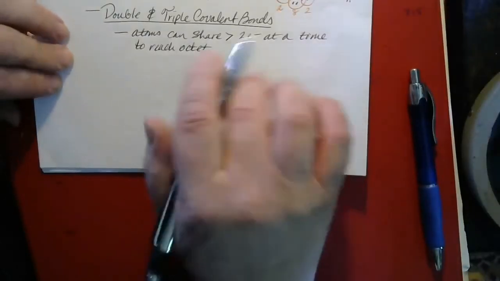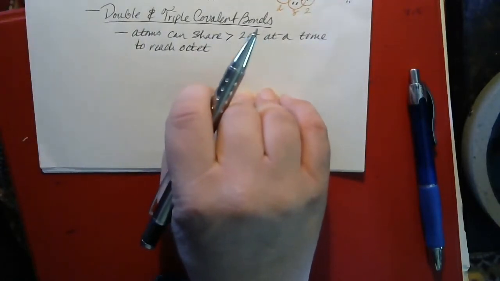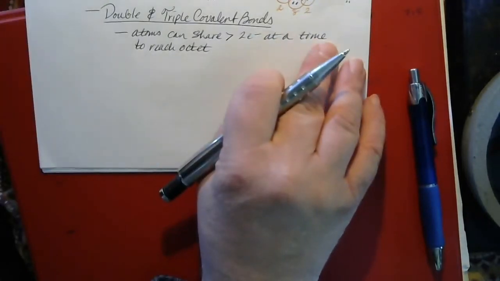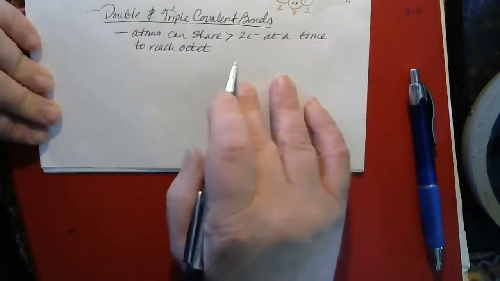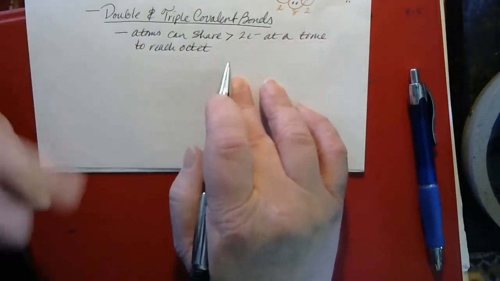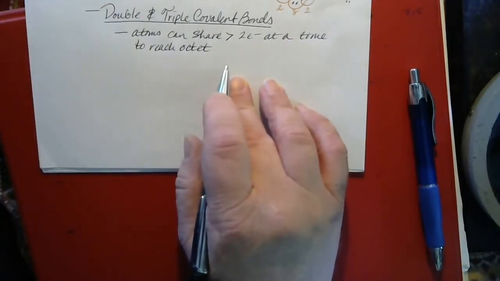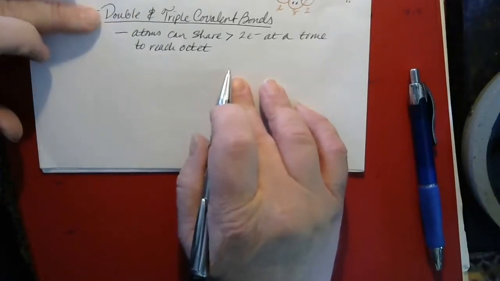Okay, when we left off last time, we were about to talk about double and triple covalent bonds. Double and triple covalent bonds occur because sometimes sharing one pair of electrons is not enough for atoms to reach an octet of valence electrons around them. And in those cases, the solution, in many cases anyway, is to form a second or third bond in the same location. If you form a second bond in the same location as the first, that would be known as a double bond.